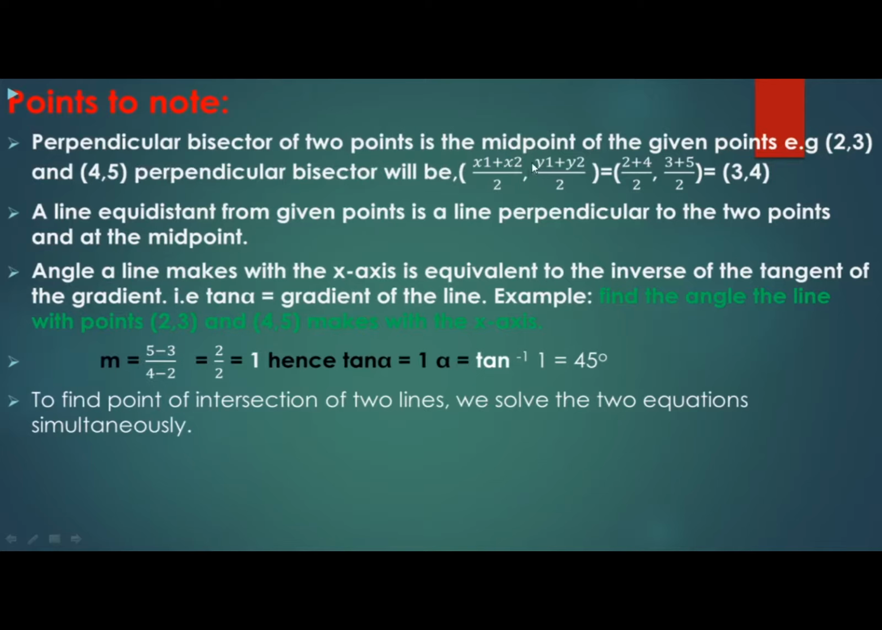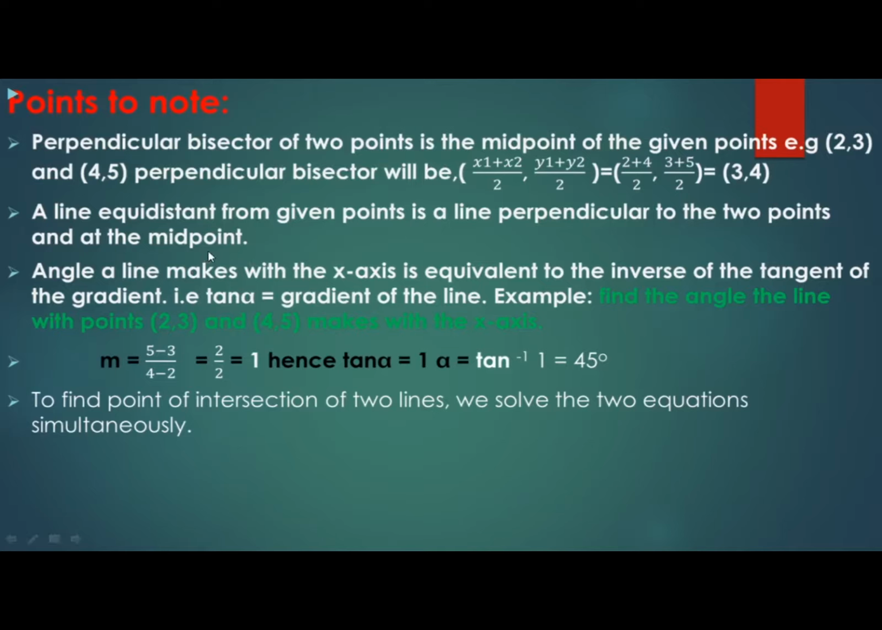To find the midpoint, use (x1 plus x2) over 2 and (y1 plus y2) over 2. Therefore, the midpoint of (2,3) and (4,5) is (2 plus 4) over 2 and (3 plus 5) over 2. That gives 6 over 2 is 3 and 8 over 2 is 4. So the midpoint is (3,4). Whichever situation where you are told about a perpendicular bisector, think about finding the midpoint.